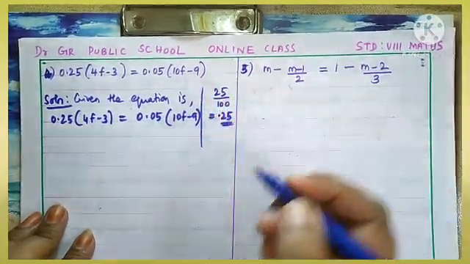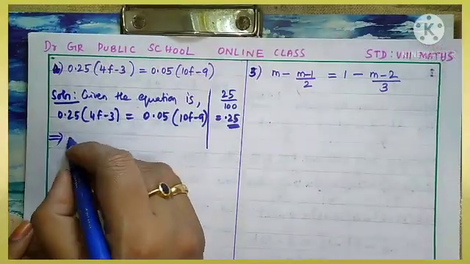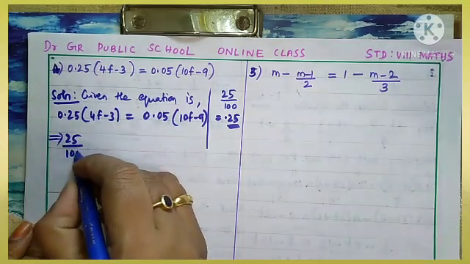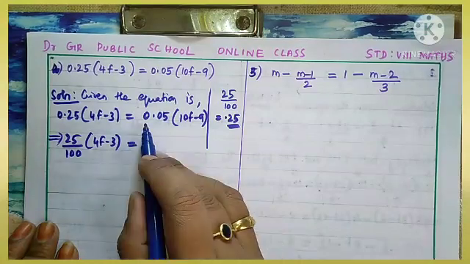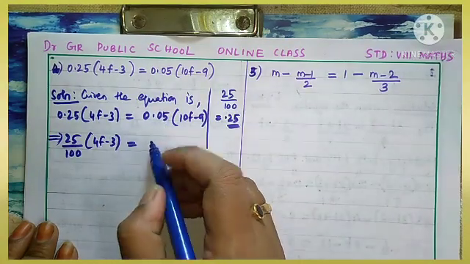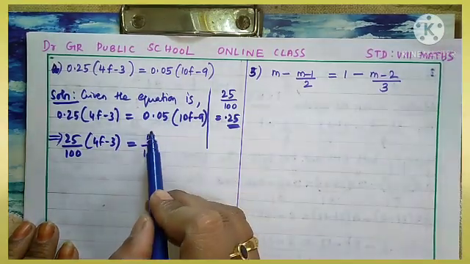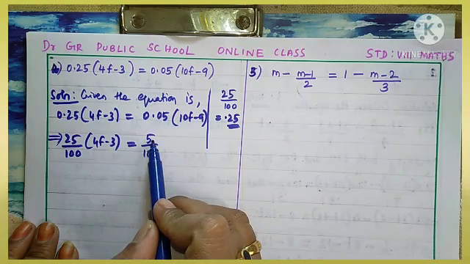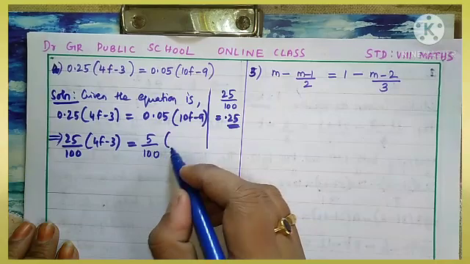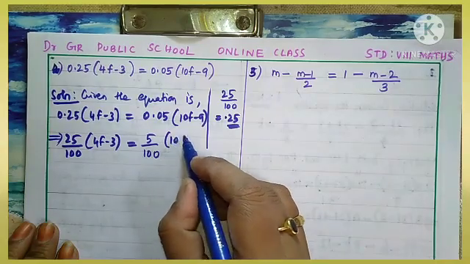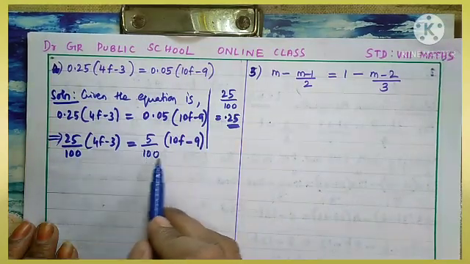So what I am doing, this implies I am going to change this into fraction, so that 25 by 100, understand, into 4f minus 3 equal to 0.05. How we can write in fraction? Yes, 5 by 100. Yes, because it is one digit number. When you divide by 100, one more 0 will come in before 5. That you all learned in smaller classes. So that I am telling now 10f minus 9. Now you see it became fraction.